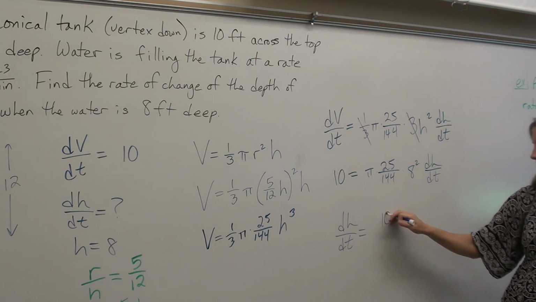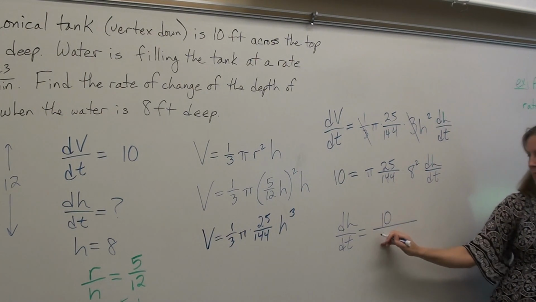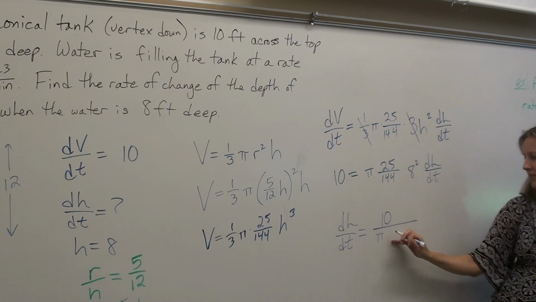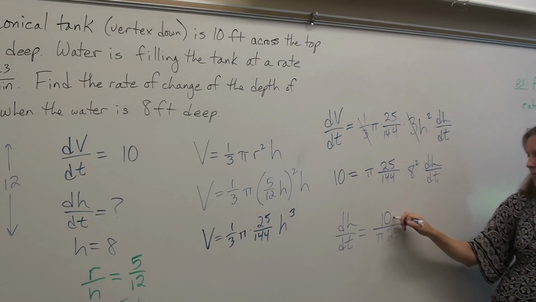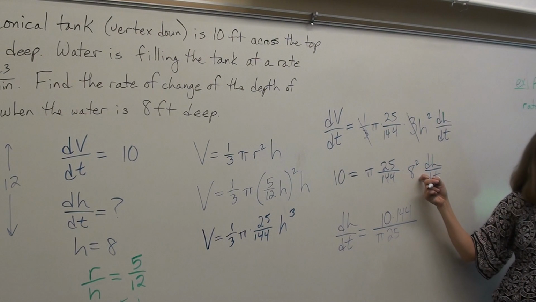So I have a 10 on top. Where's the pi going to go? Bottom. Where's the 25 going to go? Bottom. Where's the 144 going to go? Top. Where's the 8 squared going to go? Bottom.